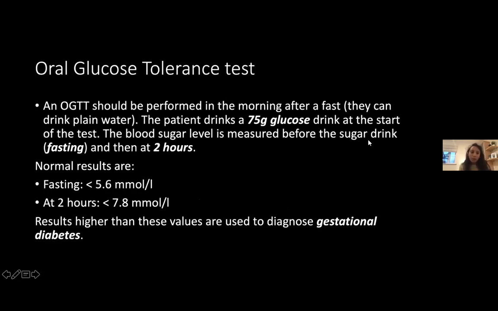And so this is how we do the diagnosis for gestational diabetes, an oral glucose tolerance test. You perform that in the morning after a fast, and they drink 75 grams of glucose at the start of the test. And then you measure the blood sugar before the sugary drink, and then at 2 hours. So the normal results are below 5.6 at fasting. Then at 2 hours, it's below 7.8. And so anything higher than this would be gestational diabetes.